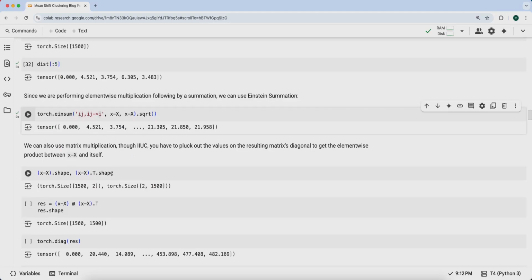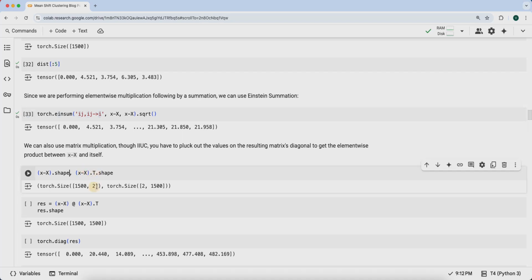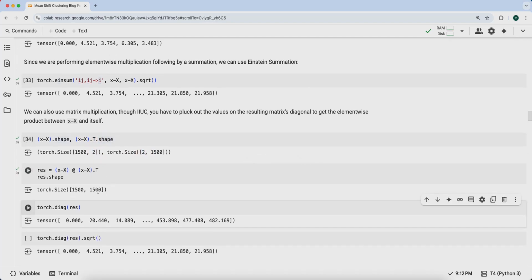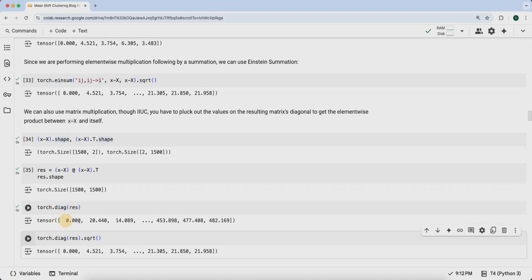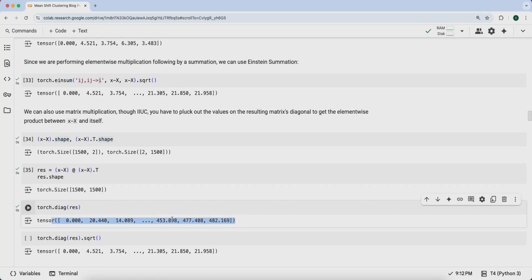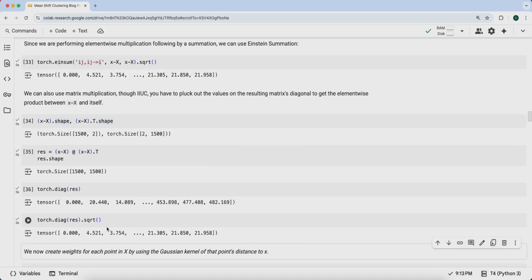We can also use matrix multiplication, but if I understand correctly, you have to take the values from the matrix's diagonal to get the element-wise product between x minus x and x minus x. So if we look at the shapes of x minus x and x minus x transpose, we can see that the inner dimensions match, so we can do matrix multiplication. But the result is we get a 1500 by 1500 matrix. So if we just take the diagonal of that matrix, we're going to get the element-wise product of the values in x minus x times the values in x minus x. And then of course we can take the square root to get our final distance.